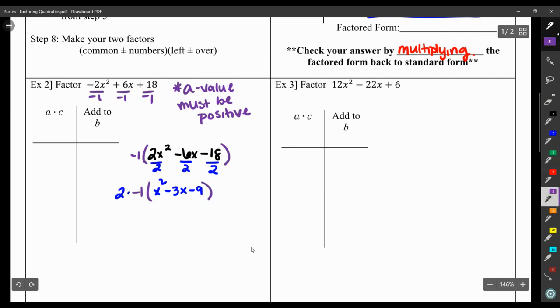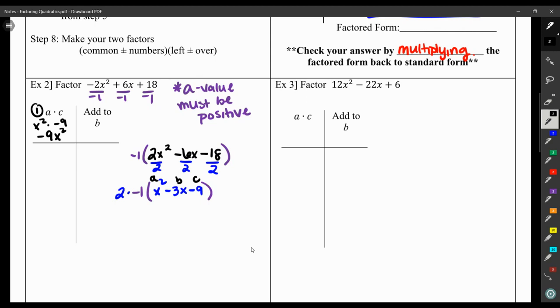Now that we have gotten the inside, the trinomial, the three-termed expression, as simple as possible, we're going to try to factor this out. So we're going to start the AC process. This is your A, B, and C. We're going to multiply A times C together. So we're going to have x squared times negative 9, which will make negative 9x squared. We need two numbers that multiply to negative 9x squared, but will add to be negative 3x. So let's start at the top of our list. Negative 1x times 9x.